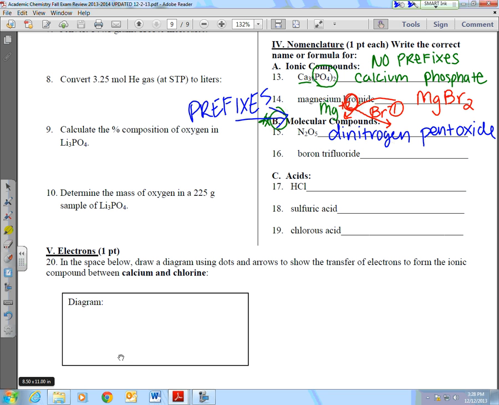Okay. On this one, boron trifluoride, there's no prefix for boron, so that just means there's 1 of them. And then tri means 3, so that means there's 3 fluorines. Okay. And don't make silly mistakes like putting FL for fluorine. Please don't do that. Look it up on your periodic table if you don't have it memorized, okay? And the reason I'm saying that is because kids do it all the time.